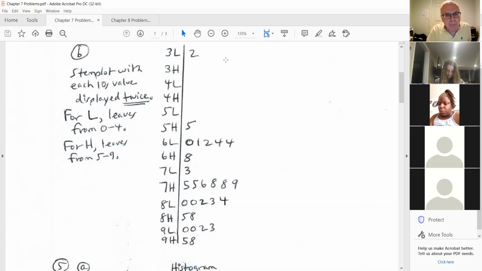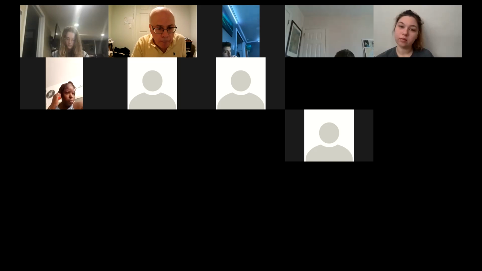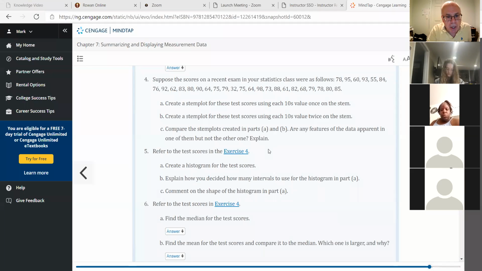So anyway, that is the stem plot. Now let's get to question 5. All right, we're referring back to the same data set, and it asks you to create a histogram. Now, I'm not going to ask you to create a histogram, but I want to show you how I've created it so that you understand what I've created, so that when you see it, you can interpret it. That's the whole idea.